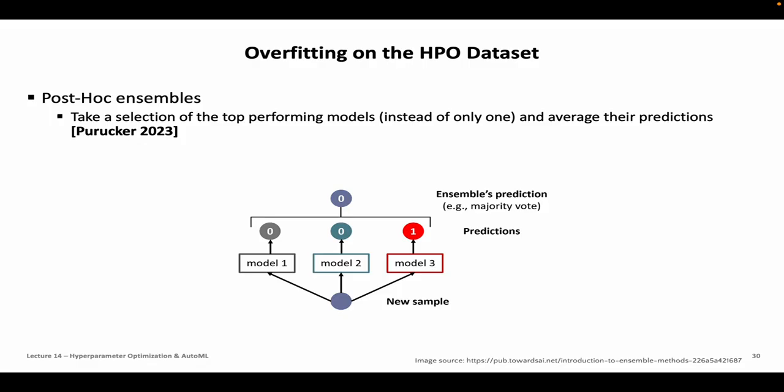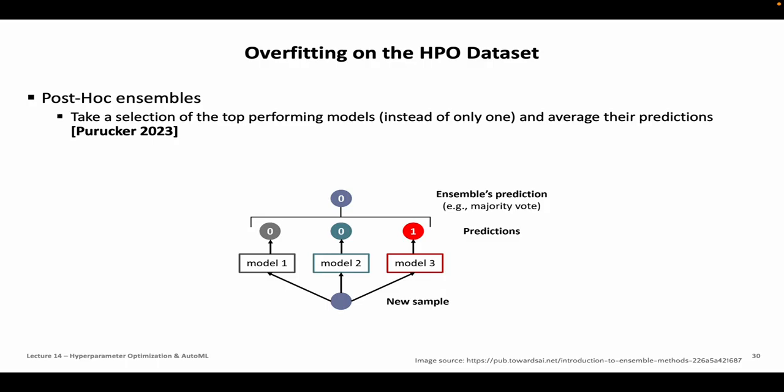Another issue I want to touch upon here is also the overfitting problem. So usually you evaluate the performance of a hyperparameter configuration on a dataset that stays fixed. And if you run lots and lots of trials, you can also, of course, overfit to that validation dataset.